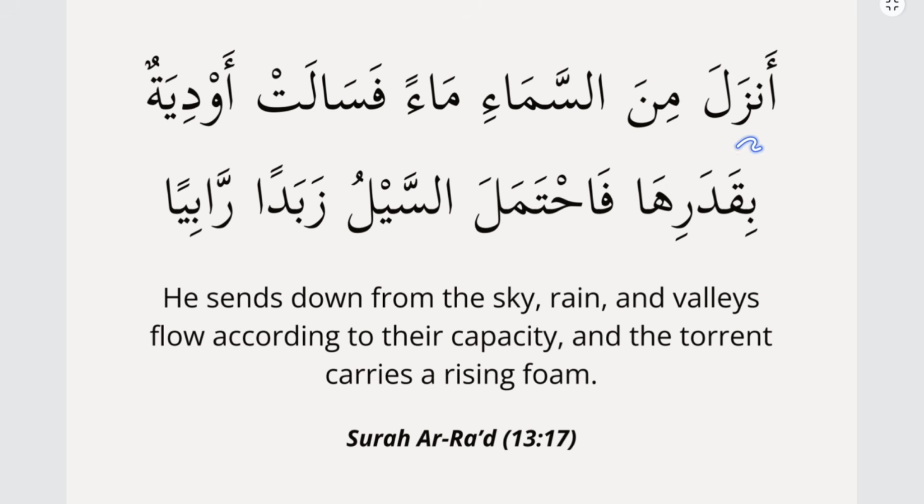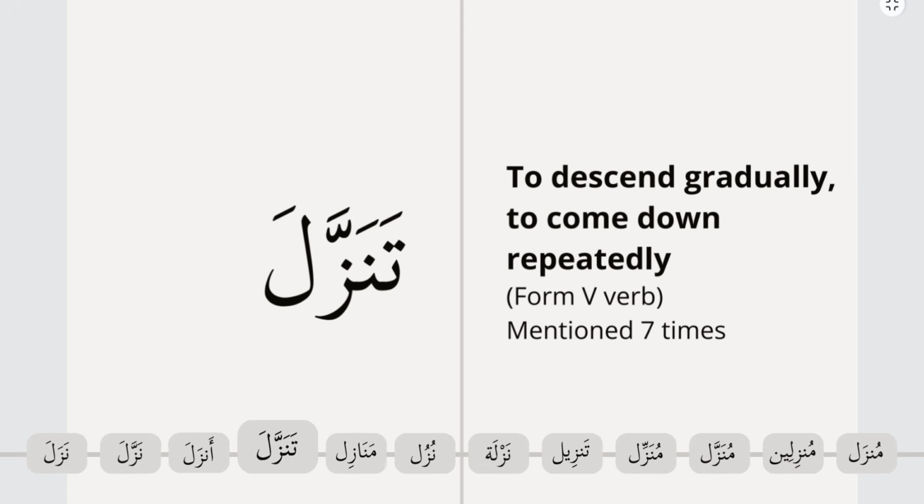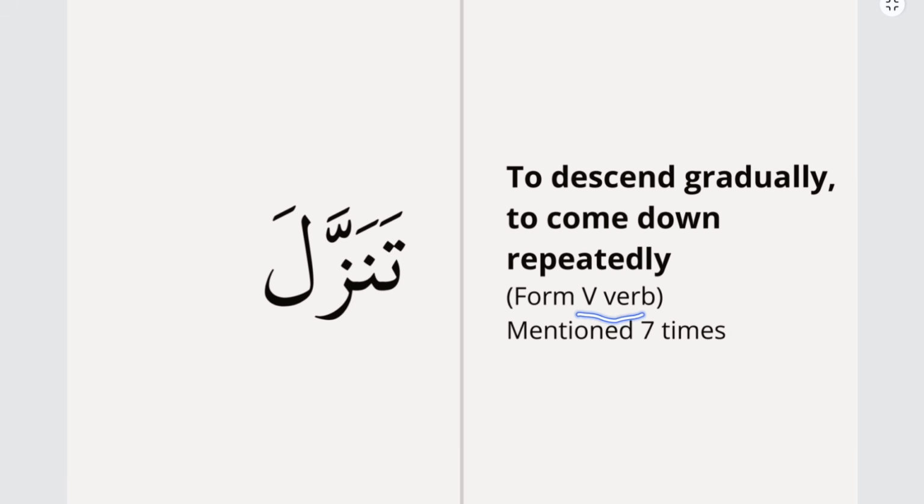So here Allah said that He sent down أنزل من السماء from the sky ماء, which means water, or in here it means rain. The next word is تنزل. تنزل is a form 5 verb. Form 5 verbs are reflexive, which we will cover in another lesson. But today we will learn that تنزل is acting as a mirror for form 2 verb, in the sense of they both have the idea of gradually descending and repeatedly descending. It's not just coming down, it's cascading down continuously.